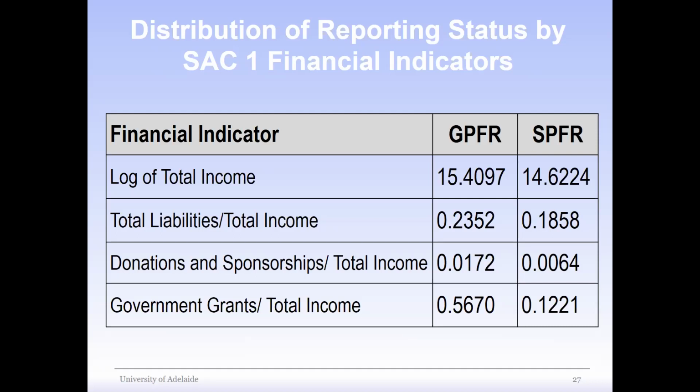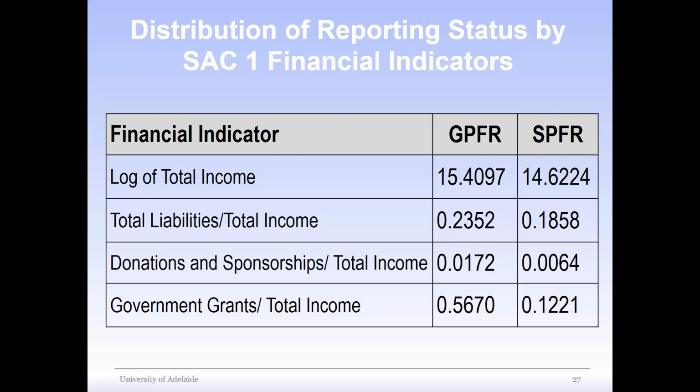Donations and sponsorships to total income, so those that had a greater proportion of their total income from donations and sponsorships were more likely to prepare general purpose financial statements. And one that surprised me, maybe, I'm not sure whether I should be, I'd be interested to know from discussion later, when we looked at the proportion of government grants to total income, the mean proportion that prepared general purpose financial reports was much higher. So it suggested that government grants is a driver of reporting status.